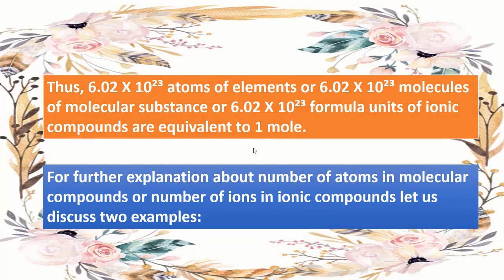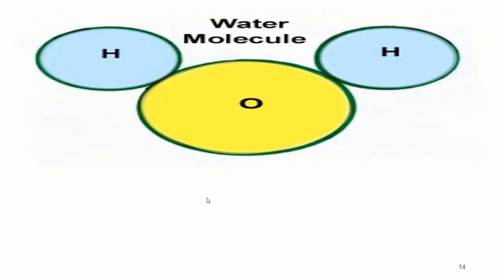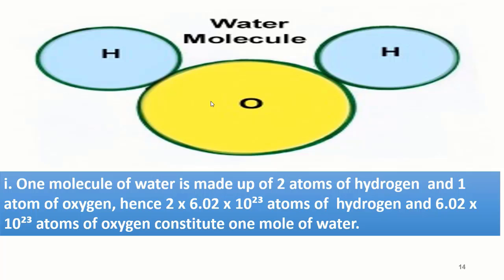Now for further explanation about number of atoms in molecular compound or number of ions in ionic compound, let's discuss two examples. Dear students, you know that a molecule of water consists of 2 hydrogen atoms and 1 oxygen atom. So how many atoms of hydrogen are present? One molecule of water is made up of 2 atoms of hydrogen and 1 atom of oxygen.